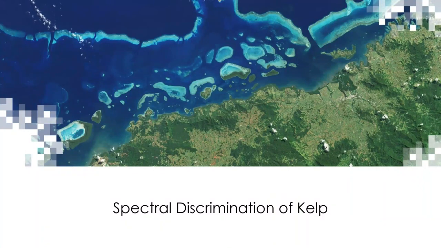Okay, with this short summary on kelp biology and ecology, and I mentioned that it wasn't going to be comprehensive at all, let's talk a little bit about how kelp can be discriminated from other benthic or floating vegetation types or components of the water column.